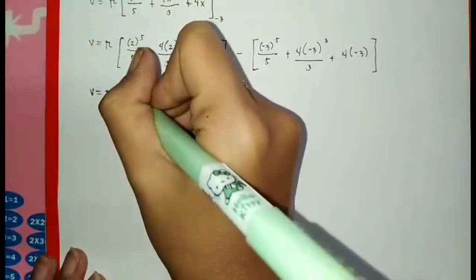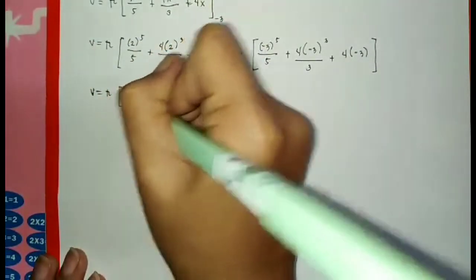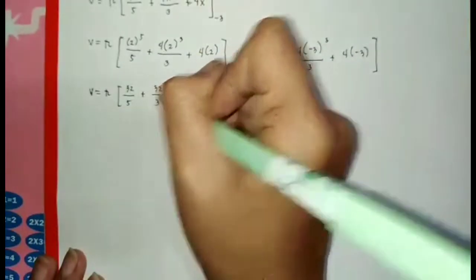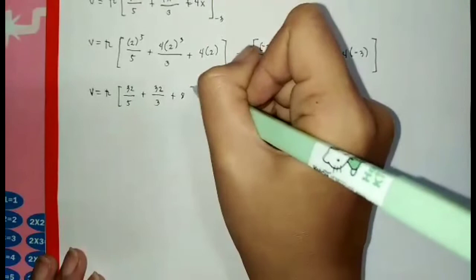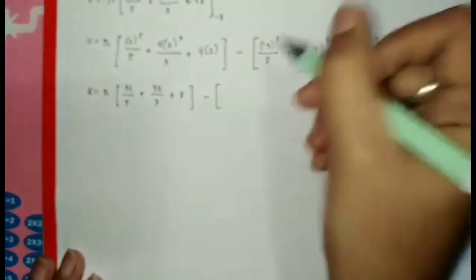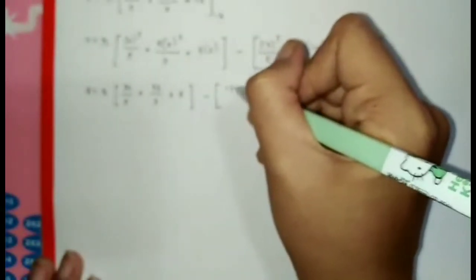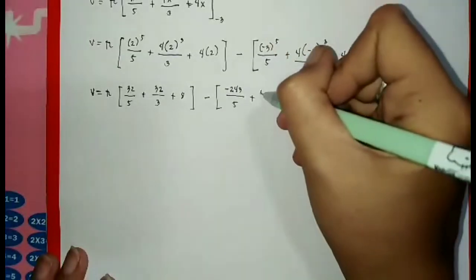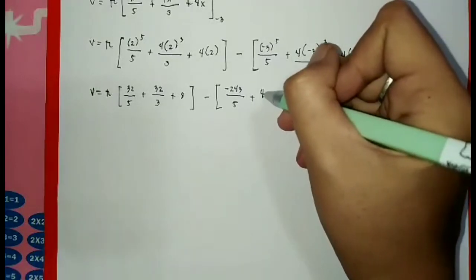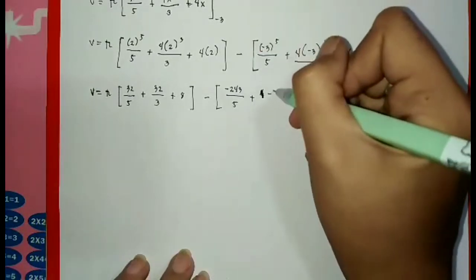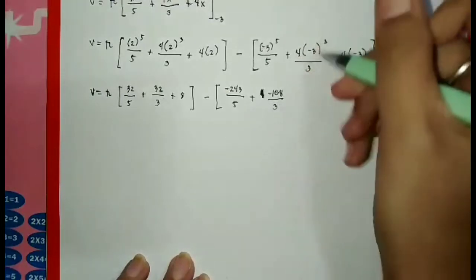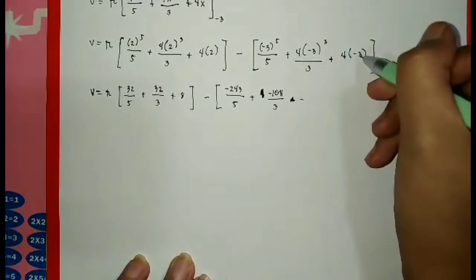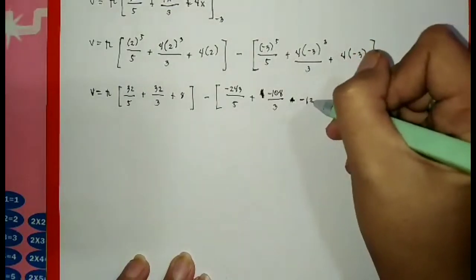This will become 32 over 5 plus 32 over 3 plus 4 times 2, that's 8, minus negative 243 over 5 plus 4 times negative 27, negative 108 over 3, plus 4 times negative 3, that's negative 12.